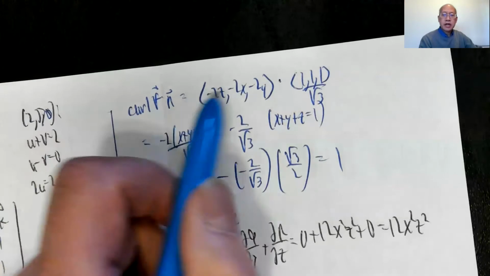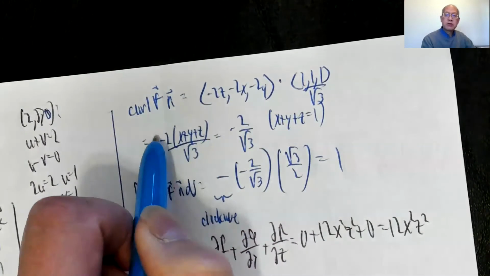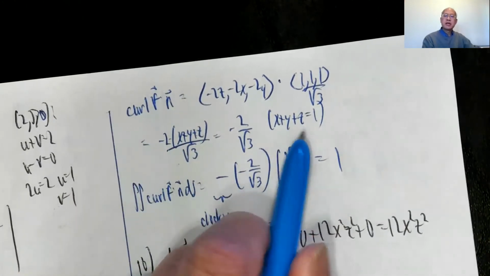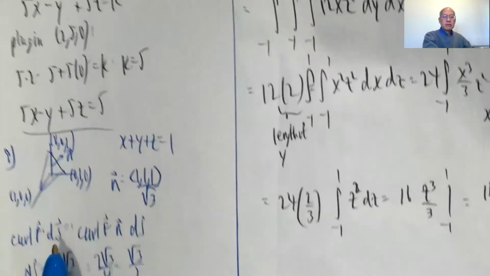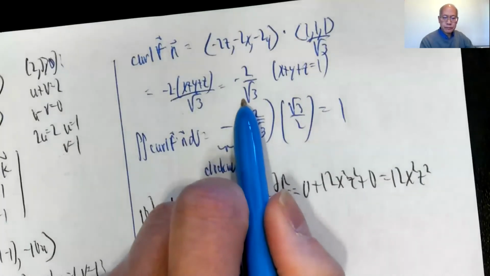So curl F dot n is negative 2z, negative 2x, negative 2y dot 1, 1, 1 over radical 3, which is negative 2 times x plus y plus z over radical 3. But x plus y plus z is 1 everywhere on the surface, because the equation of this plane is x plus y plus z equals 1. So I could just drop that. So negative 2 over radical 3.